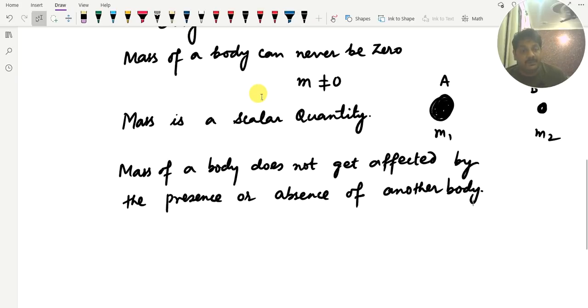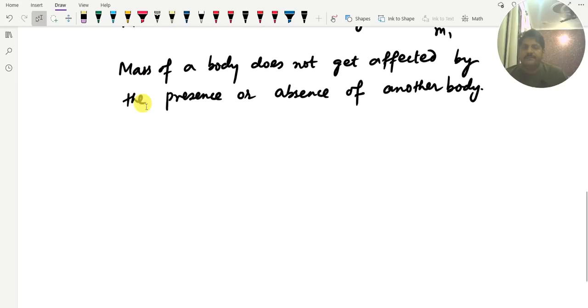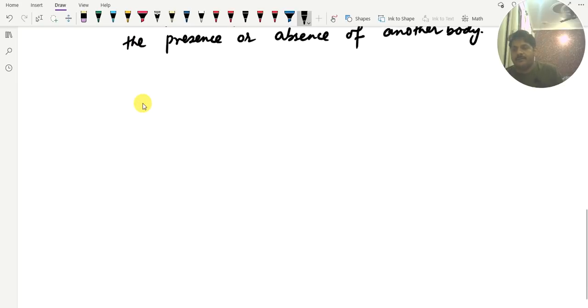Okay, so this is all about mass. Mass can never be zero. You just have to remember this thing. Mass is never equal to zero. Mass has got some value. Now let us talk about weight. So the next topic would be weight.